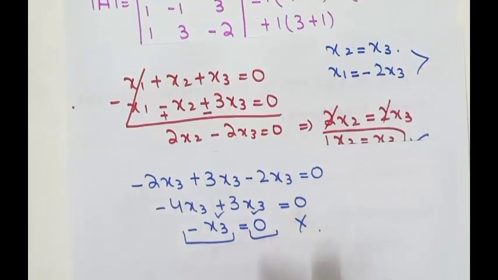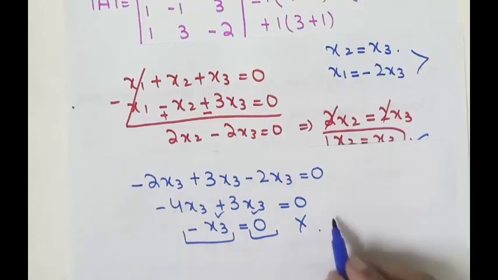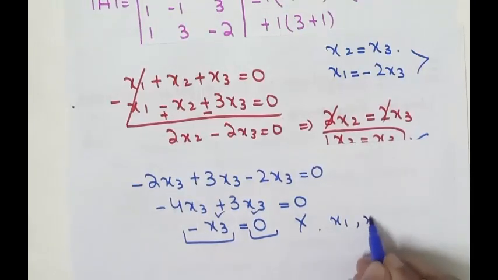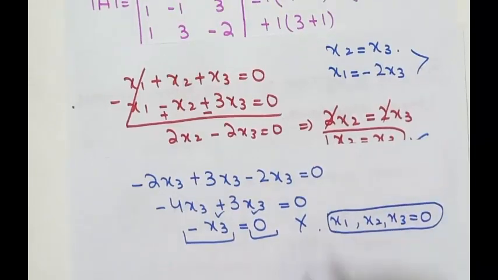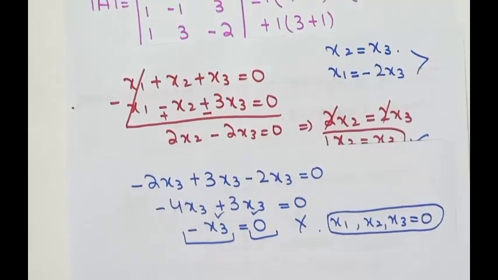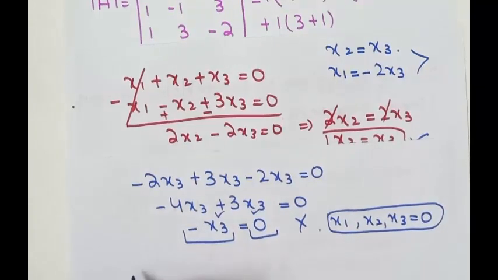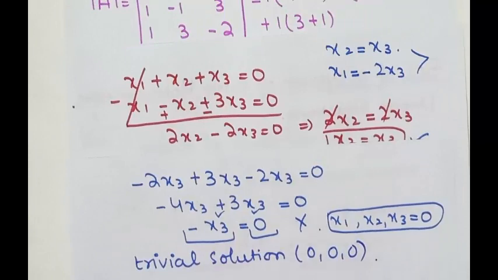So the equation is only satisfied when x1, x2 and x3 are equal to 0. So the above system has only the trivial solution 0, 0 and 0.